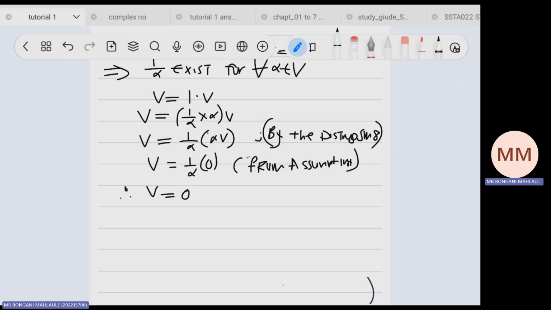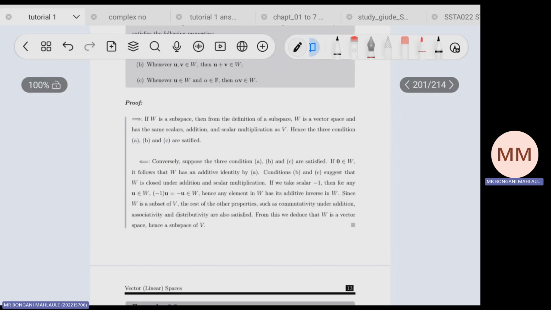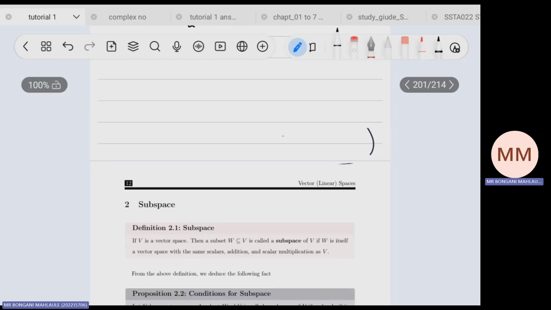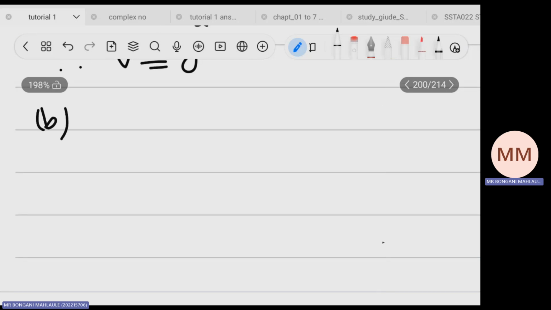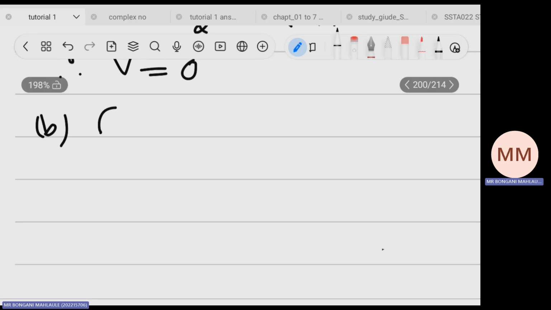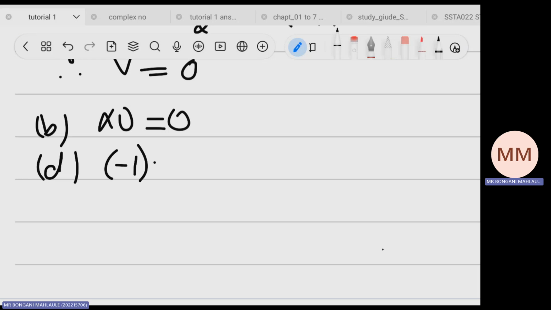Then I think now we can go to tutorial 2. So you'll try to check the ones that I didn't do. Or you can prove that if alpha 0 is equal to 0, and D, negative 1 v is equal to negative v. I think we can still show this.